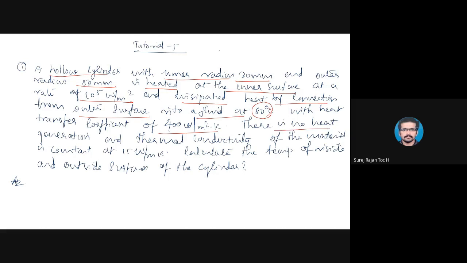There is no heat generation, that is given in the problem. It's actually an assumption, that is there is no heat generation inside the cylinder, and the thermal conductivity of the material. Thermal conductivity is the intrinsic property of the material that is connected to conduction. So the thermal conductivity of that material is constant. It is not varying with respect to the position. So it is constant at 15 watt per meter Kelvin. So they are asking to find the inside surface temperature and the outside surface temperature of the cylinder.